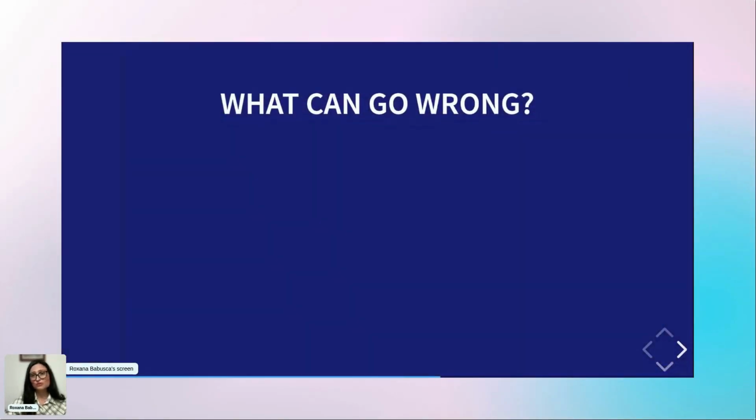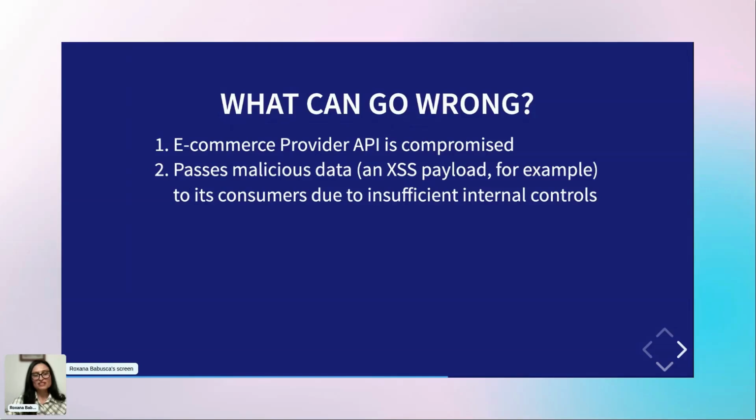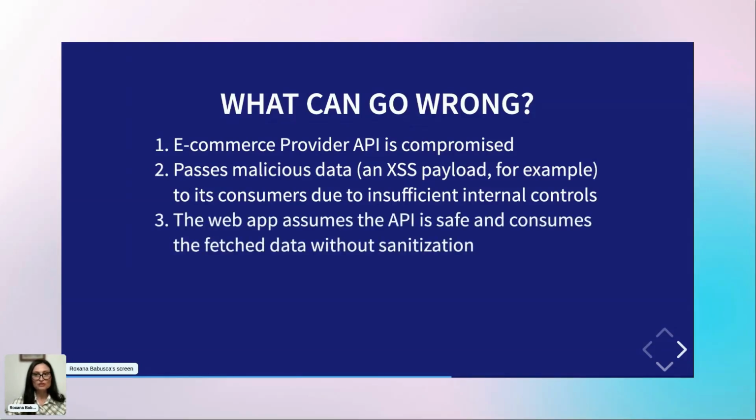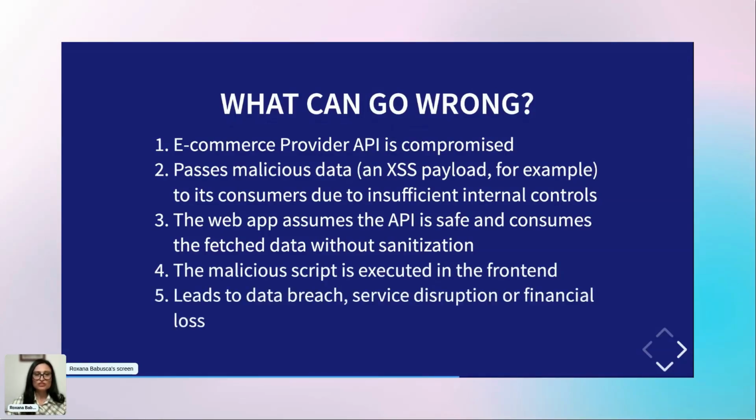So what can go wrong in here? We can assume that the e-commerce provider API is compromised. It passes malicious data to its consumers due to insufficient internal controls. The web app assumes that the API is safe and consumes the fetched data without sanitization. The malicious script is executed in the front end, and this could potentially lead to data breach, service disruption, and so on.